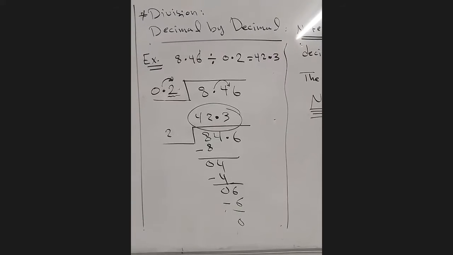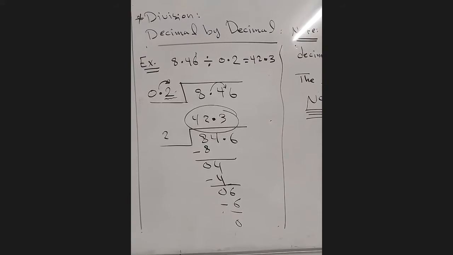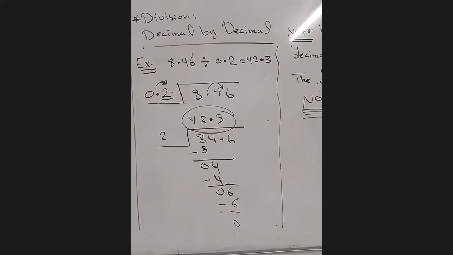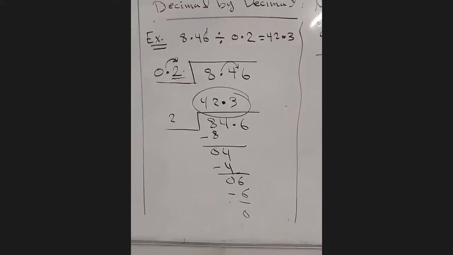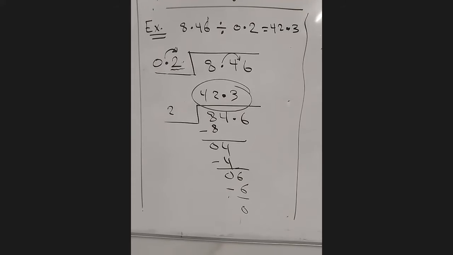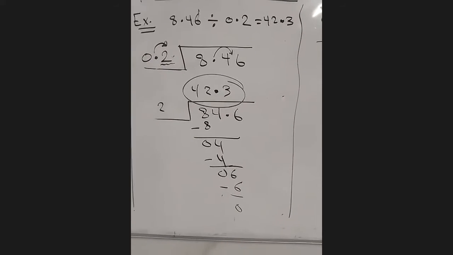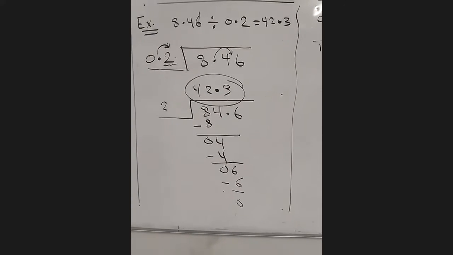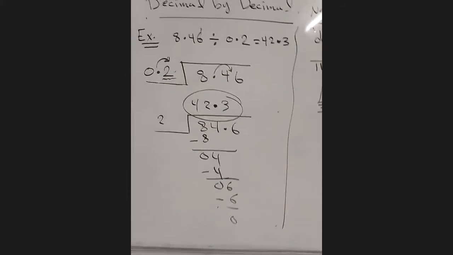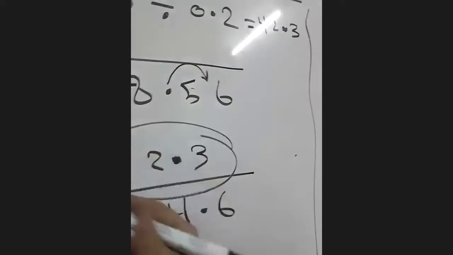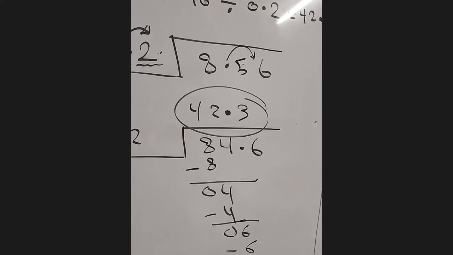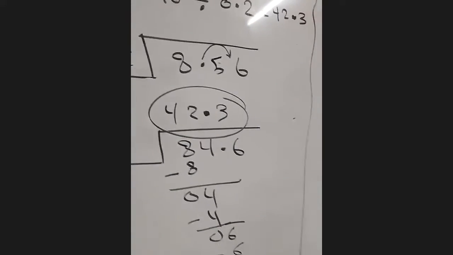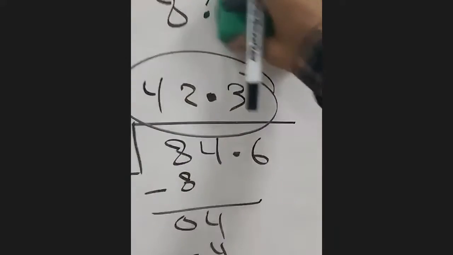Another example. Mister, I have a question. If we have not 84, if we have 88.56, how will we do it? If we have 5 instead of 4? Same idea. What's the problem? Nothing. Do the same steps.